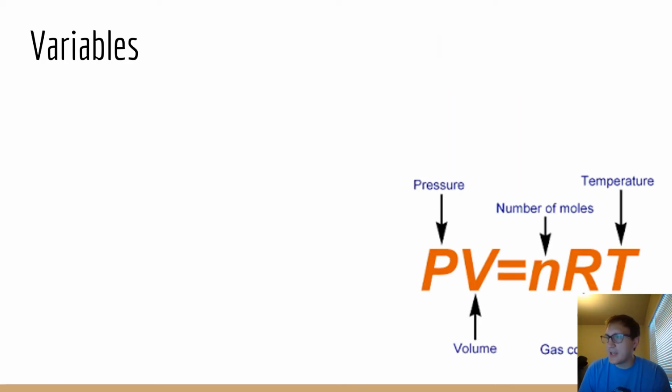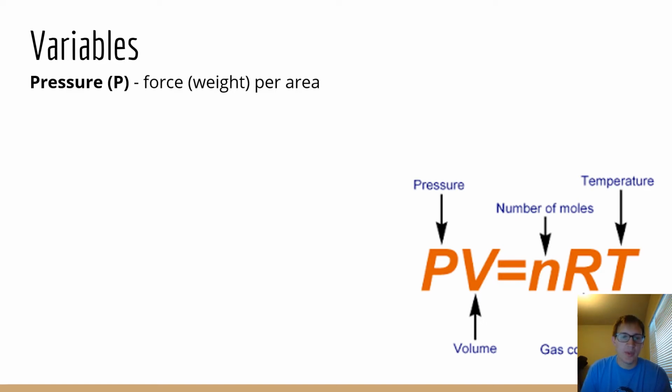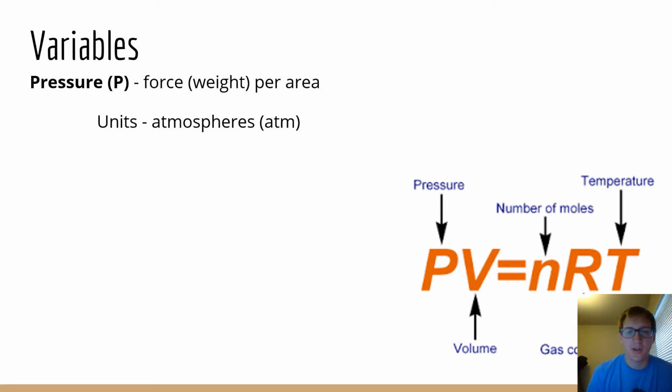Just to get into these variables a little bit more, P stands for pressure. Pressure is defined as the force or weight per area. If you've ever worked with air pressure, you hear a lot that in the US we use PSI, or pounds per square inch. That's a force or weight per square inch, which is an area. For our purposes, because we're talking about air currents and atmosphere, we use atmospheres. It's another way to measure pressure.